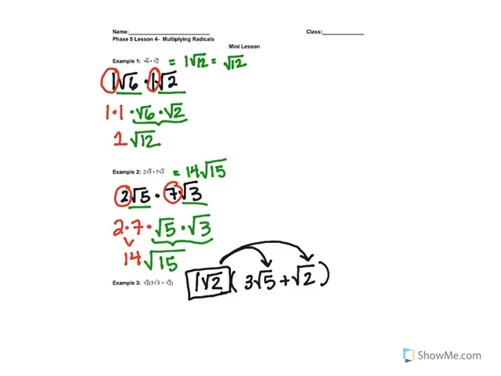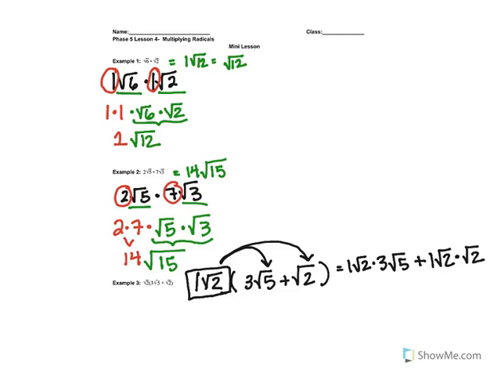Okay? So when I do that, first thing I have is 1 square root 2 times 3 square root 5. Then I'm going to bring that plus sign down. So I have 1 square root 2 times 3 square root 5 plus, again, 1 square root 2, because I'm taking what's outside of the parentheses and distributing it again, times the square root of 2.